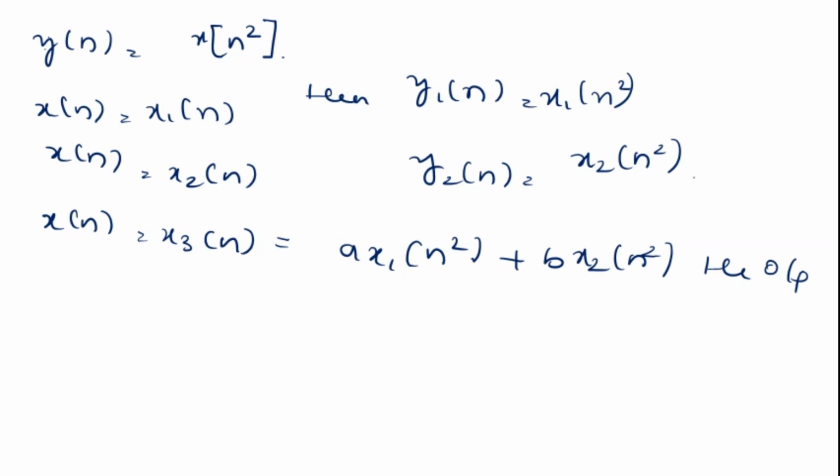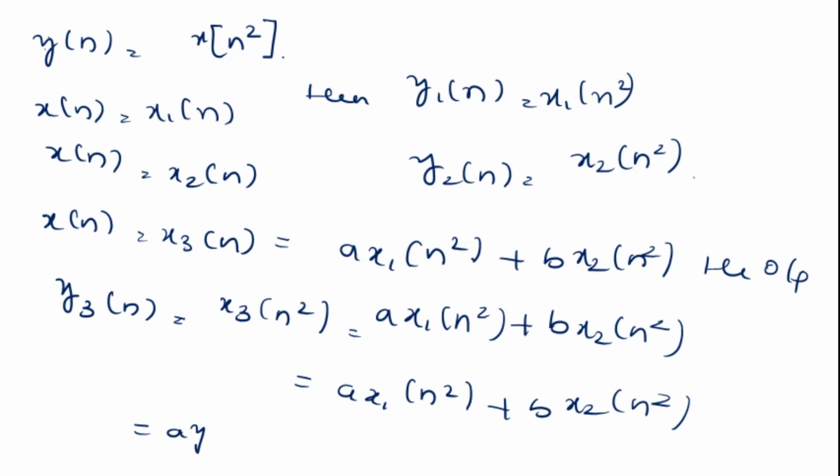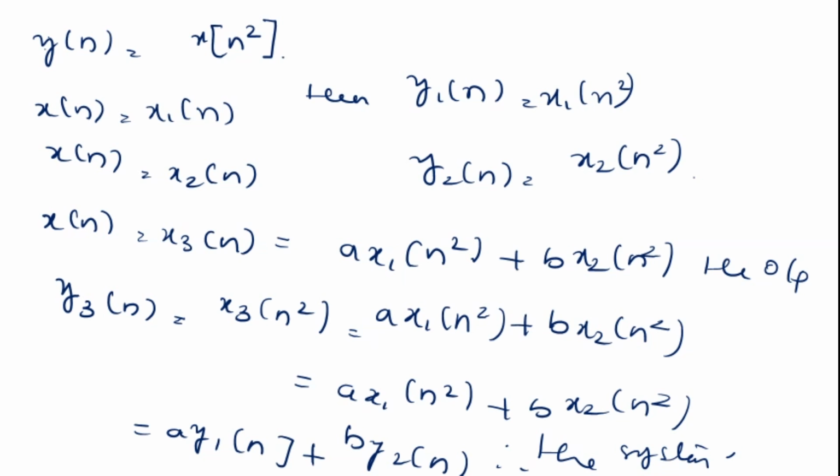Then the output y3 of n is equal to x3 of n square, which is equal to a into x1 of n square plus b into x2 of n square, which is equal to a into x1 of n square plus b into x2 of n square, or a into y1 of n plus b into y2 of n. Hence, the system is linear.